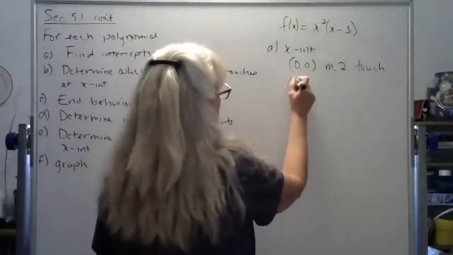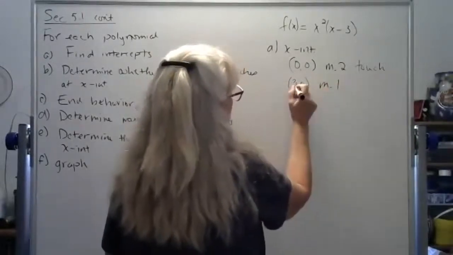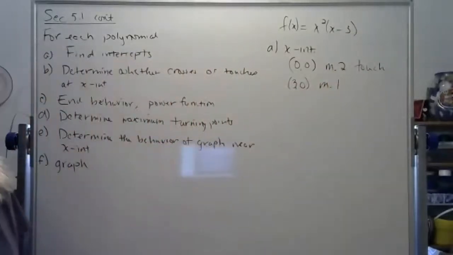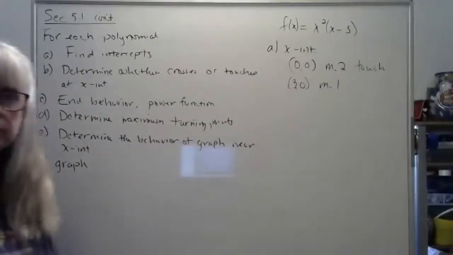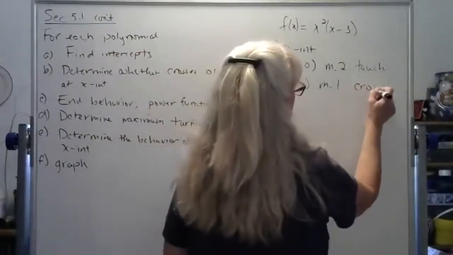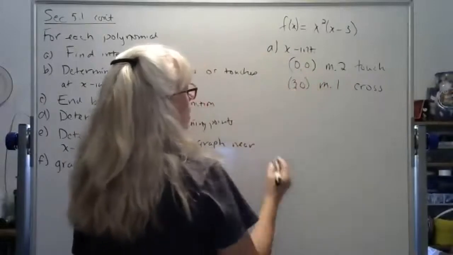Our other x-intercept is going to be at 3, 0. Its multiplicity is 1 because it has an outside exponent of 1. So what is that one going to do? Cross or touch? Cross. Beautiful, because it's an odd multiplicity. And again, it's the multiplicity even and odd, not the number even or odd.